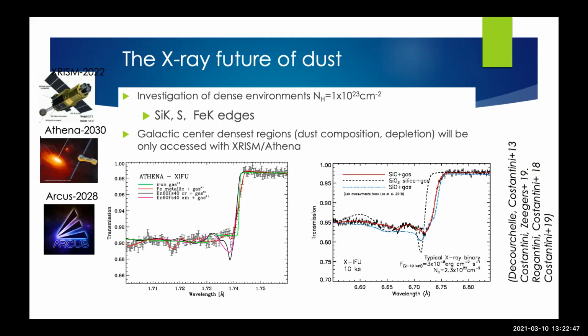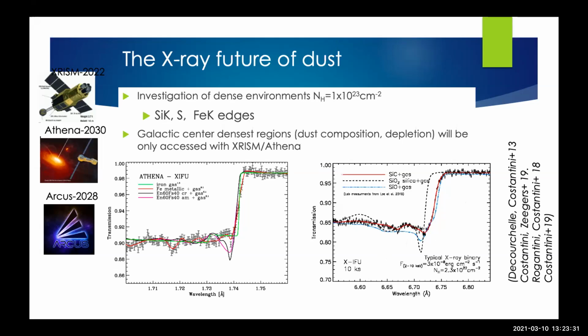So here is a simulation on the left-hand side of the iron K edge for different models. And you see that the data will be able to discriminate easily among different models. And if you remember the silicon edge that I just showed you, here is a simulation of Athena. You see that understanding the silicon edge secrets, the chemistry, the crystallinity, and the dust size distribution will be a matter of seconds, actually of 10 kiloseconds.